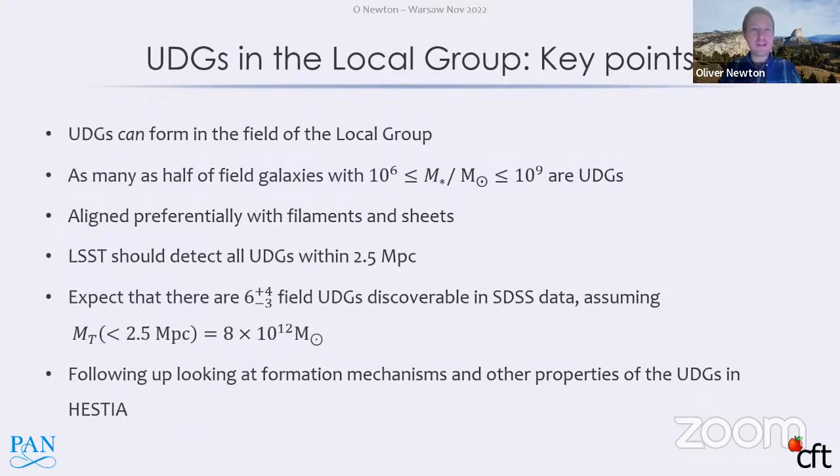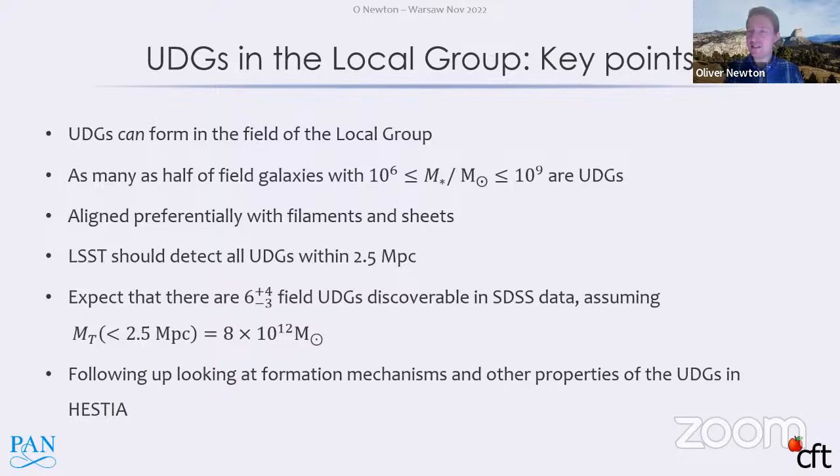So key points to take away from this: we've shown that UDGs, at least in HESTIA with the galaxy formation models that it employs, can form in the field of the local group, and we expect to find quite a few in the field, certainly more than have been found so far. As many as half of the field galaxies in this kind of stellar mass range will be UDGs, and beyond the virial radii of the Milky Way and M31, you'll find them sitting along the filaments and sheets that feed the local group.